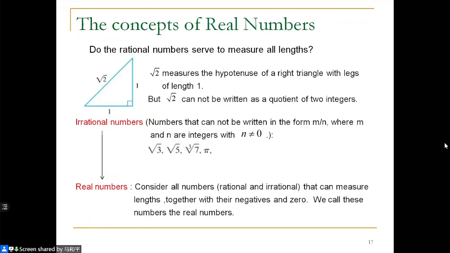And then we have our questions. Do the rational numbers start to measure all lengths? The answer is no. For example, we give a right triangle.